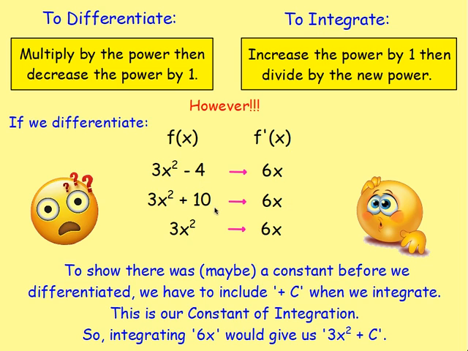Who knows? So what you have to do is include a plus c whenever you integrate. This plus c means there may have been some constants. There may have been some number that disappeared when you differentiated. So if you integrate 6x, you'd have 3x squared, and you put plus c, c for constant. In other words, there may have been some number, just like this.